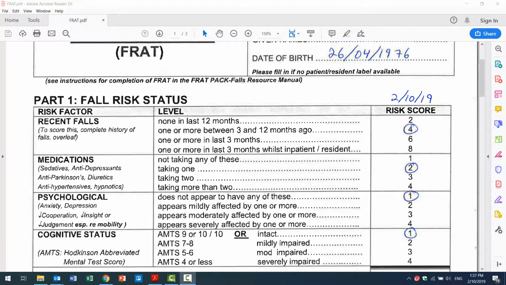So the risk factor here is recent falls. It's asking, has the patient had one or more falls in the last 3 months while as an inpatient or resident? If they have, then you would circle number 8. If they've had one or more falls in the last 3 months, so this would mean at home, you would circle a 6. If they've had one or more falls between 3 months and 12 months ago, you would circle a 4. And if they haven't had any falls in the last 12 months, you would circle a 2.